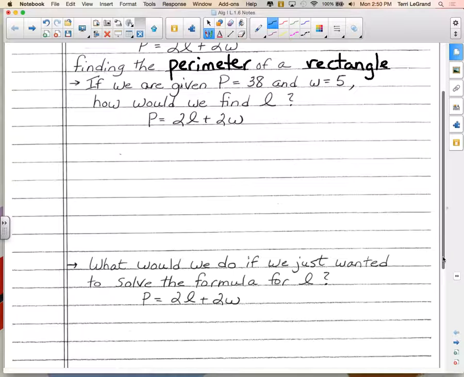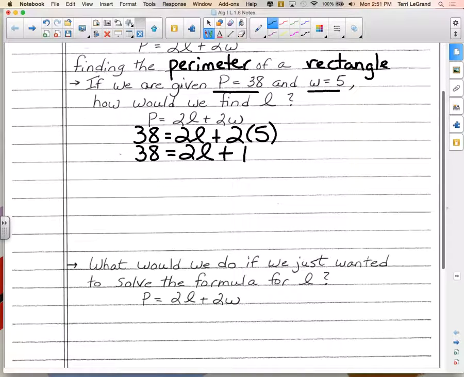So if we are given that we have a perimeter of 38 and a width of 5, how could we find L for this rectangle? What should we start with? 38 is equal to 2L plus 2 times 5. Okay. So we're going to substitute in those knowns that they gave us. We're not solving yet. We're going to simplify this. We can take 2 times 5 and get 10. Now, is there any other simplifying we can do? No, this is ready to solve.